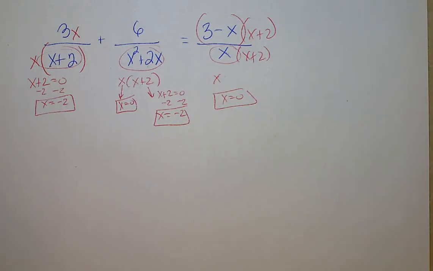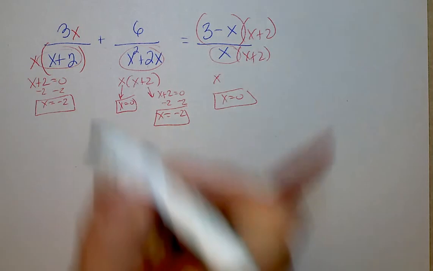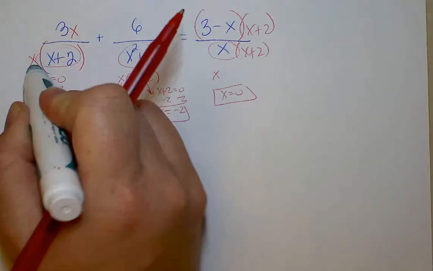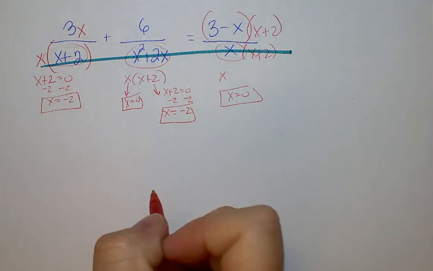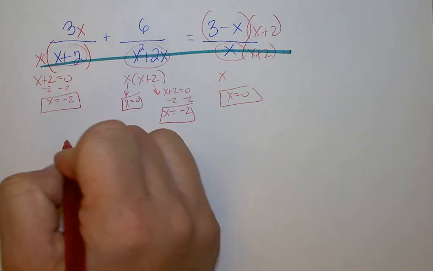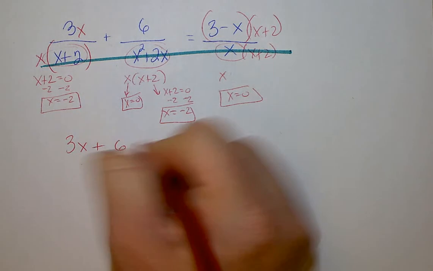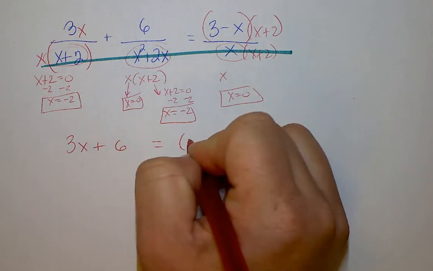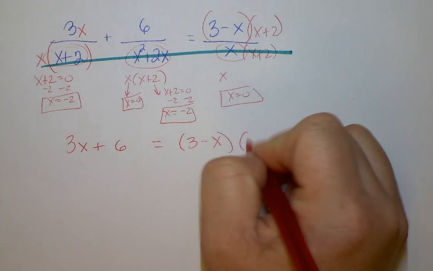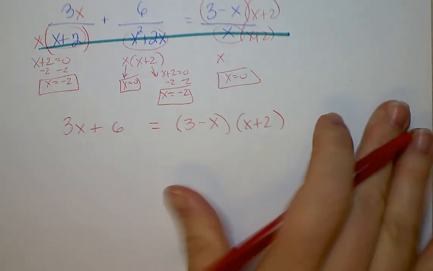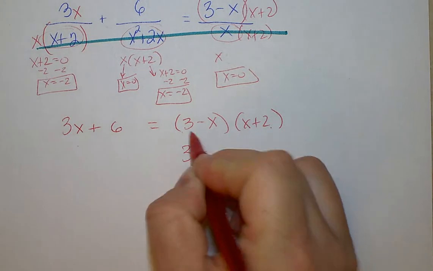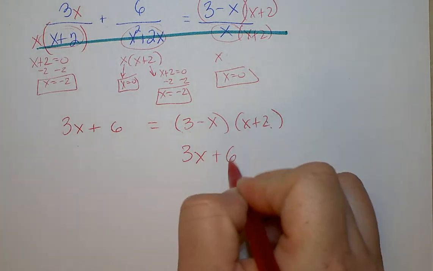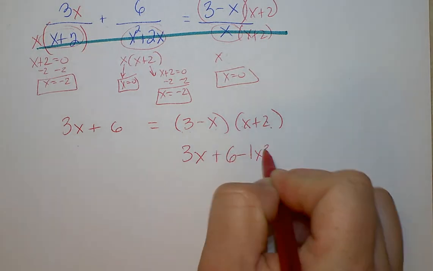Alright, so now, because I'm working with an equation, I get to eliminate the denominator and now solve for the variable in the numerator. 3x plus 6 is equal to the quantity 3 minus x times x plus 2. I'm going to start by FOILing this out. Front, outside, inside, last.